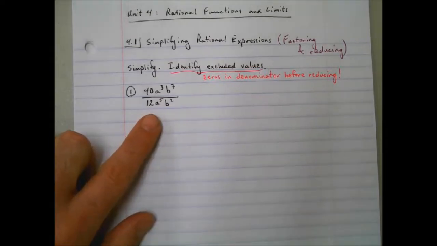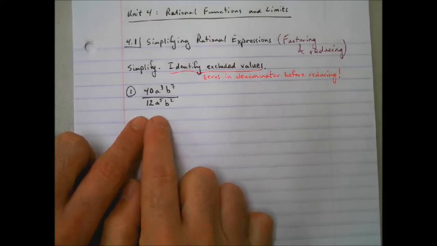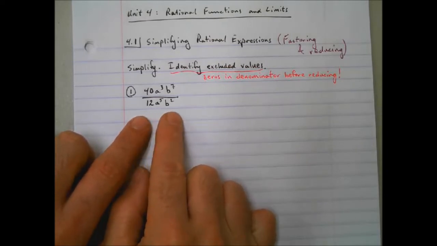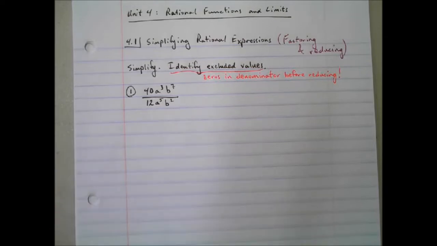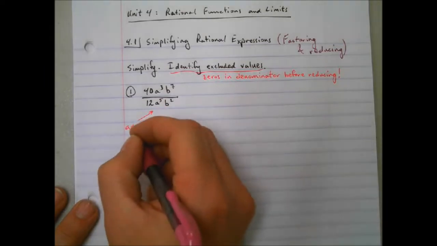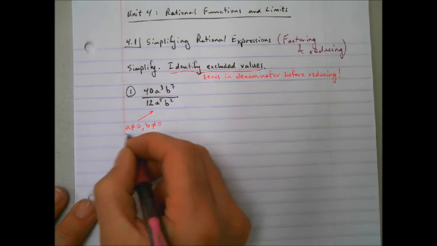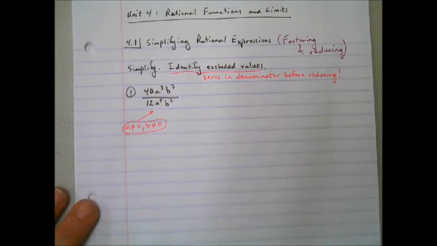Now, for example, problem number 1 here, the denominator actually is in factored form already. 12 times a to the 5th times b to the 2nd. Now, you can start by identifying the excluded values, or you could do the excluded values at the end. Don't forget to do them. A cannot equal 0 and B cannot equal 0. So there are the excluded values.